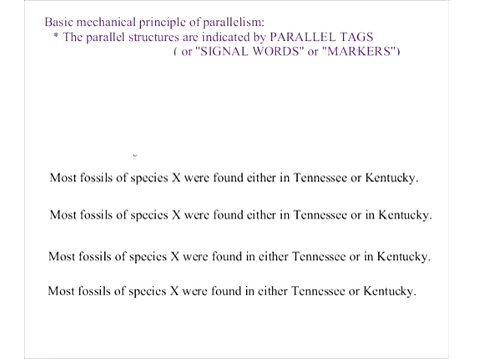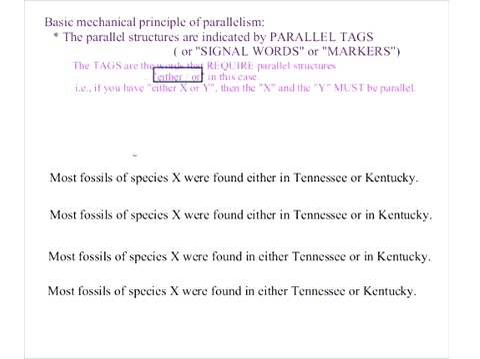Go ahead, in the text box, indicate, in these four sentences, what are the signal words? What are the tags? Most of you are getting this. In this case, either and or are the tags. The tags are the words that require parallel structures. If you see the either and the or, those are the two words that tell you that you are dealing with parallel structures.